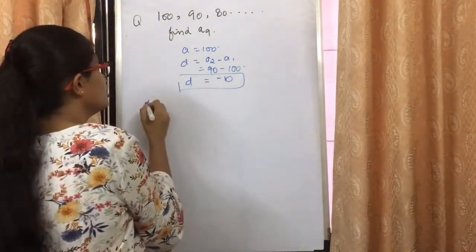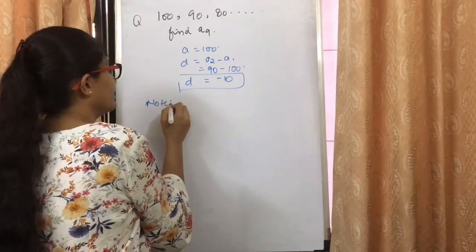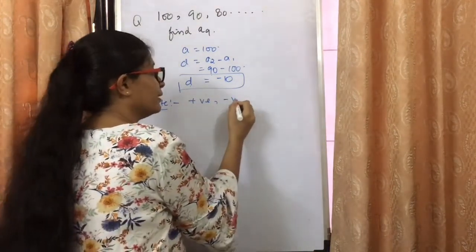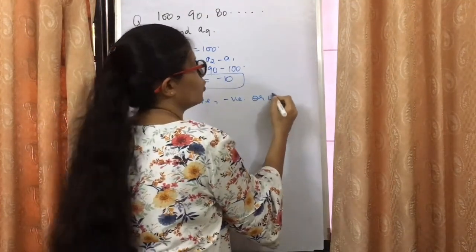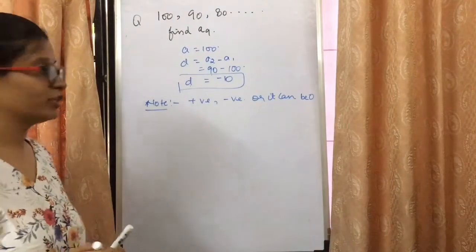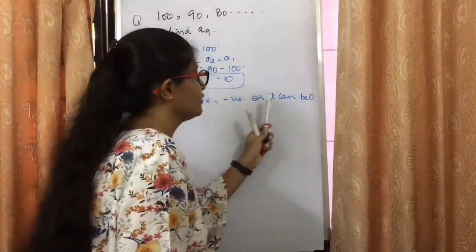Whichever you call the common difference, note it down: the common difference can be positive, it can be negative, or it can be zero. It can be anything. It can be positive, it can be negative, it can be zero.